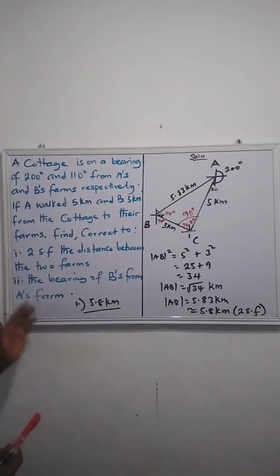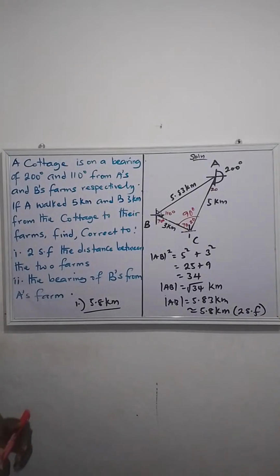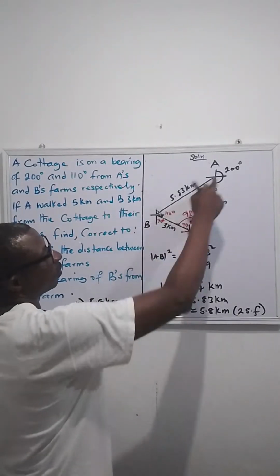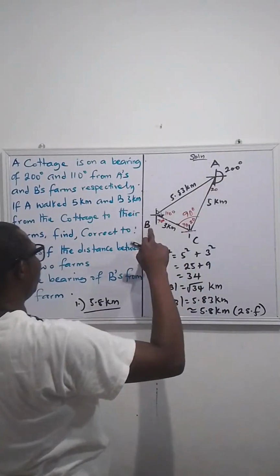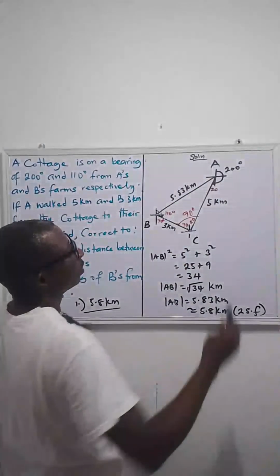Okay, so now let's look at the second part. Now the bearing of B from A's farm. So we want to know the bearing of this B from A. The bearing of B from A. So now, this is what we want to get.